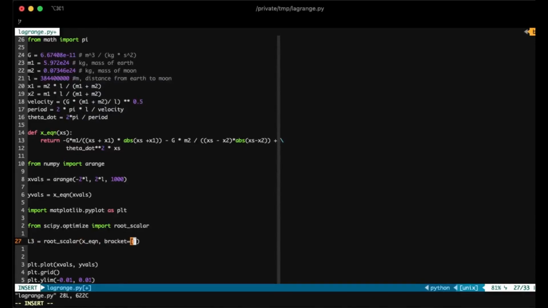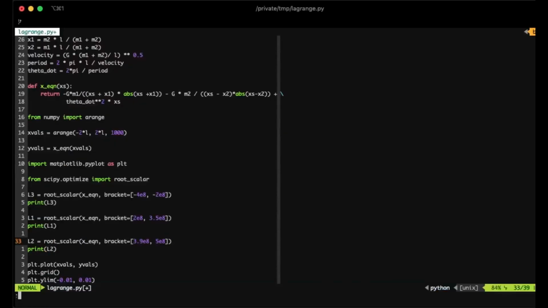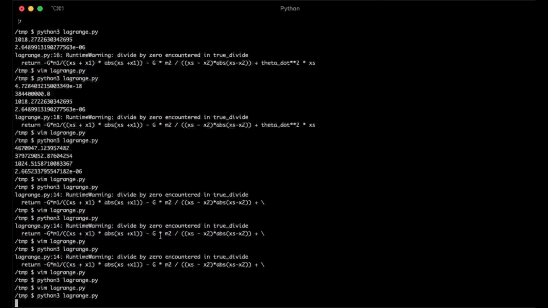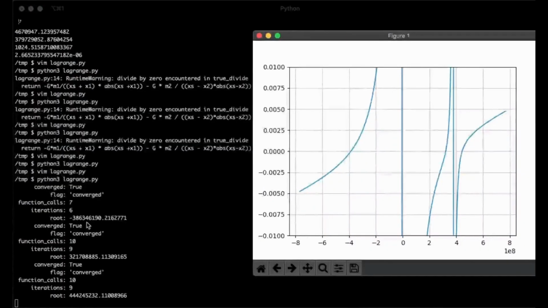So we know that our one value was around negative 3.82 E8. So let's start with negative 4 E8, and then we'll go to negative 2 E8. That ought to be fine. And we'll have it print L3, and then we'll do something similar for the next two. And so let's take a look at what that's going to give us. So we print these things. Let's see. So we got one value at negative 386,000, and one value at 321,000, and one value at 444,000.